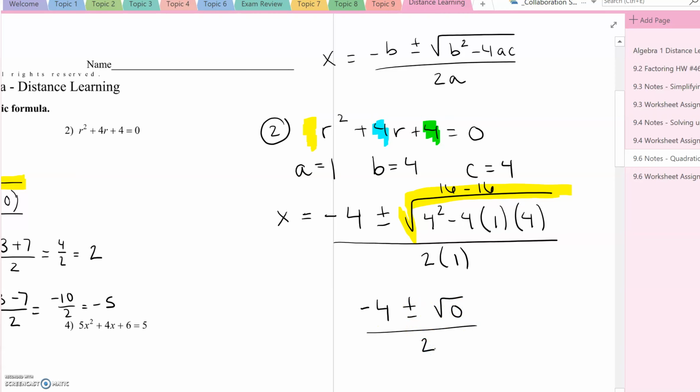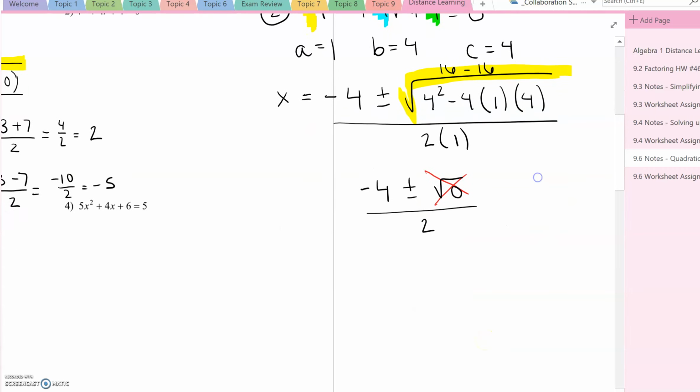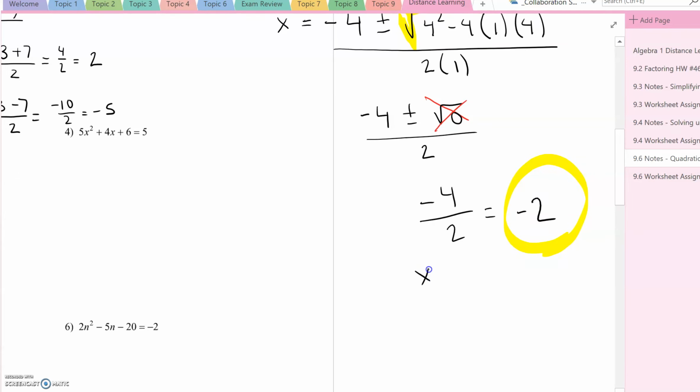But what's the square root of 0? Just 0, right? So that goes away completely. And we just get -4 over 2, which is just -2. So we just get one answer here. If you remember, the vertex of your graph is hitting the x-axis at -2. There's only one answer here. So x equals -2 is our answer for problem number 2.